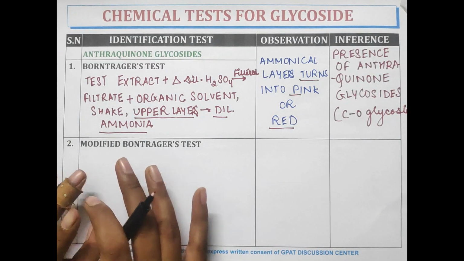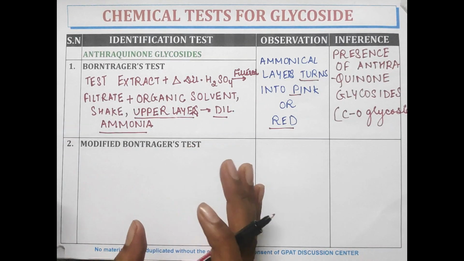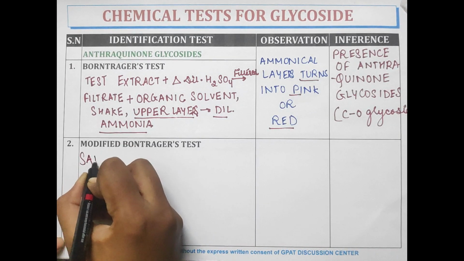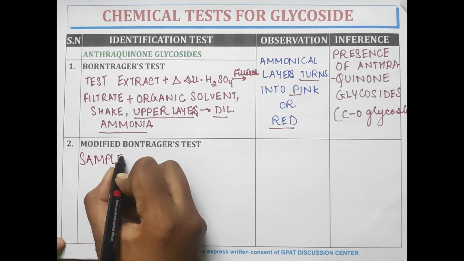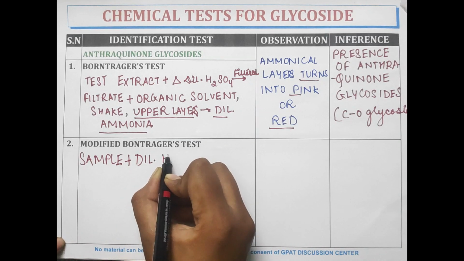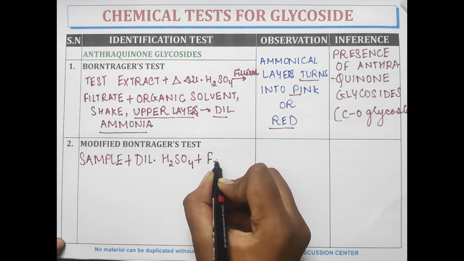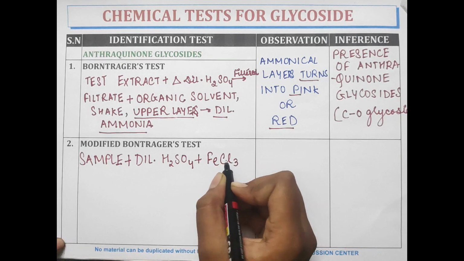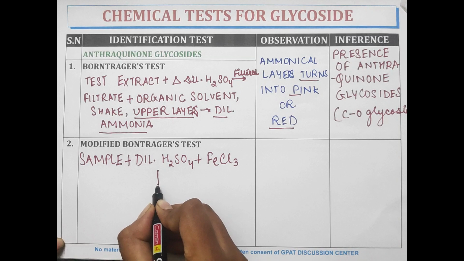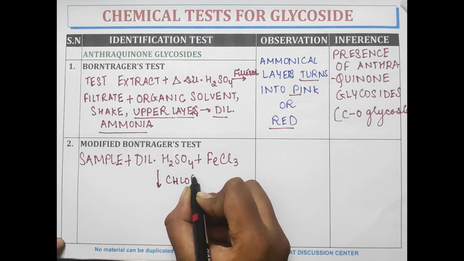Another test is modified Bontrager test. It is similar to Bontrager test but a slight modification is there. In this test, the sample which is to be identified is taken and boiled with dilute H2SO4. In addition, ferric chloride is added. Then this solution is taken with chloroform.